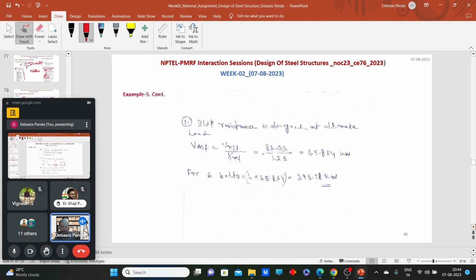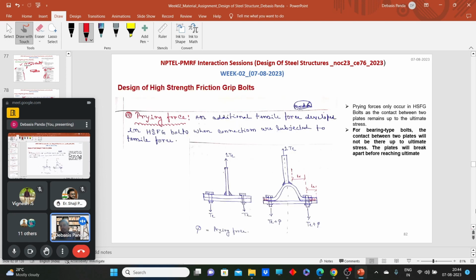Now when we need to design at ultimate load, what do we need to do? We just need to change the factor of safety. So in this way we can calculate the shear capacity of high strength frictional grip bolts with respect to the frictional coefficient, clearances, all these things. Now one more thing.